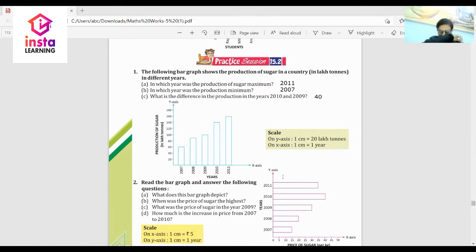Got it? Now, when was the price of sugar highest? So highest is in 2010. Right here, 2010. 2010 is the answer. Now, what was the price of sugar in the year 2009? It is 30 and just multiply with 5. So 150 will be the answer.